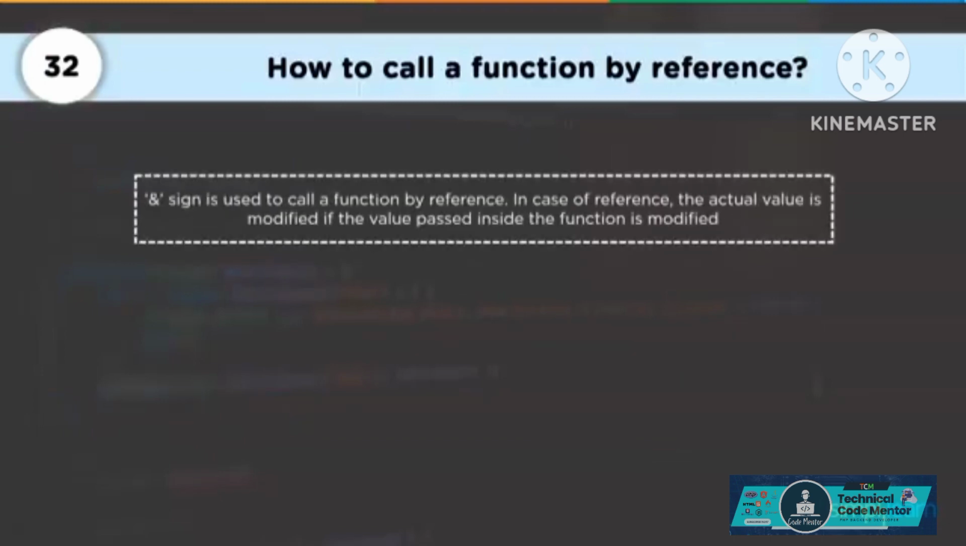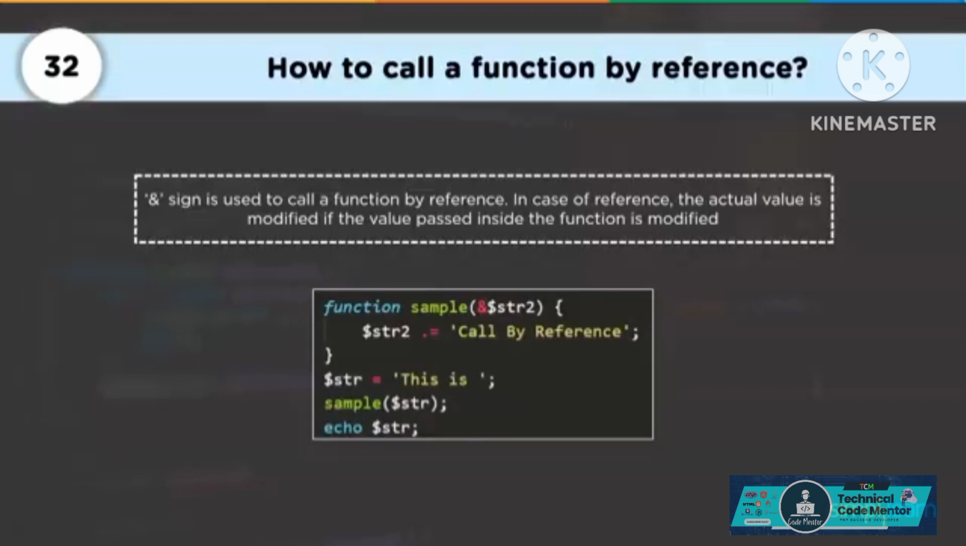So the ampersand sign is used to call a function by reference. Now in case of reference, the actual value is modified if the value passed inside the function is also modified. While in case of value, the original value does not change. So this piece of code here is an example of how you can call a function by reference. Here, as you can see, this ampersand sign will call this function by reference, and any changes made to the variables here will affect the original ones.